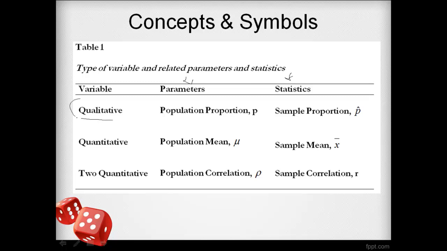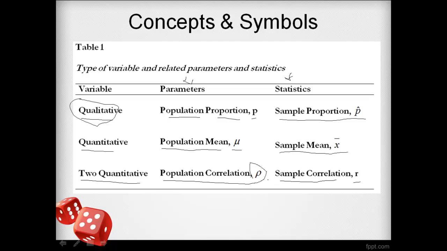If we have a categorical variable or qualitative variable, we will calculate the sample proportion p hat in order to estimate the population proportion p. If we have a single quantitative variable or numerical variable, we will compute from the sample the statistic x bar and use that to estimate or test a hypothesis about the population parameter, in this case the population mean, mu. If we have two quantitative variables, we will compute the sample correlation coefficient, r, in order to estimate or test a hypothesis about the population parameter for the correlation, which is rho. For now.